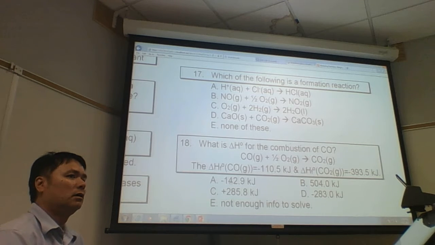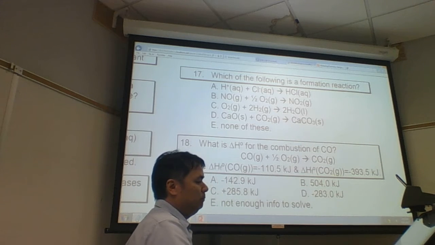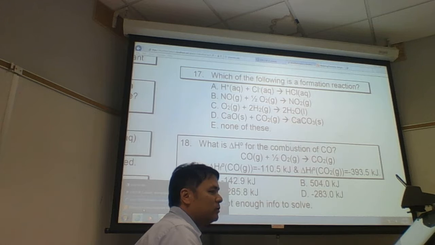For a formation reaction, does it have to produce a gas? No. It doesn't have to produce a gas at all. Oh, okay. You can produce anything you want here.